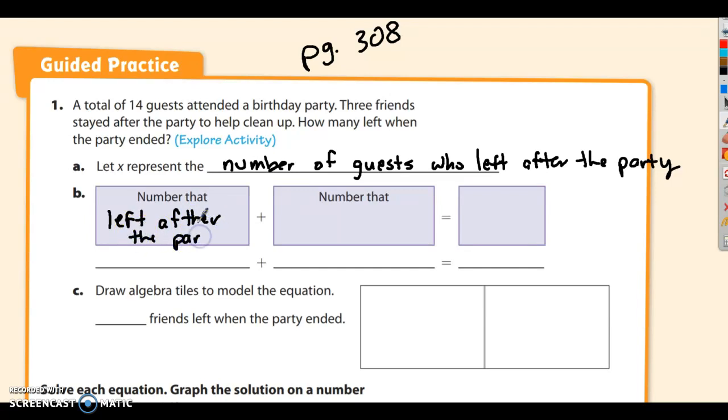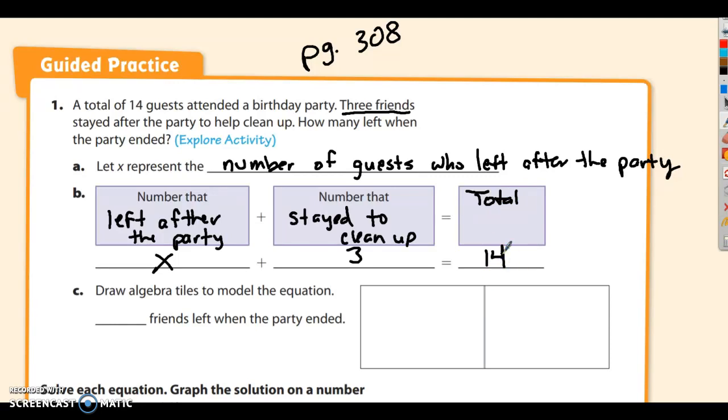We already decided that that's X, so I'm going to put an X on the line here. So the X is the number of people who left at the end of the party. And then some people stayed to help clean up. And how many is that? That's 3. We know that from the reading. It says 3 friends stayed. And then the last is the total at the party. The total was 14.